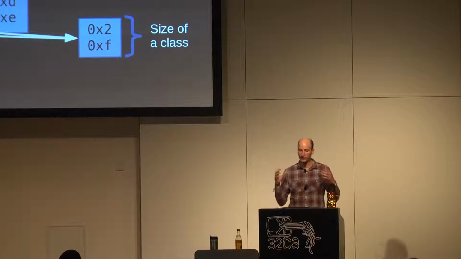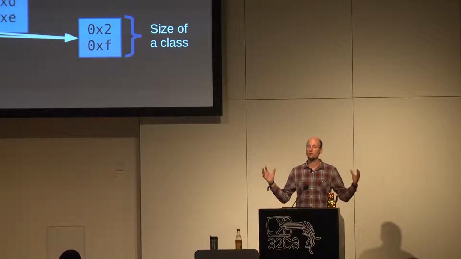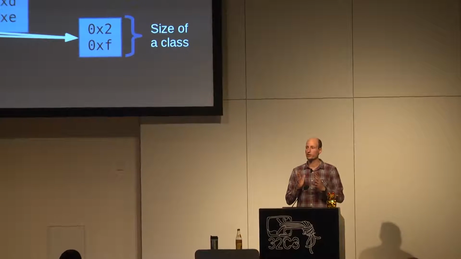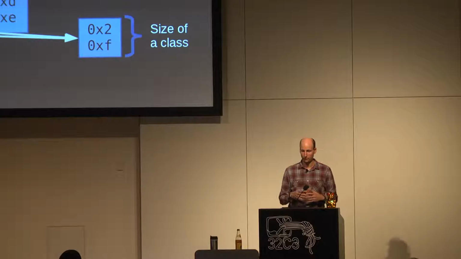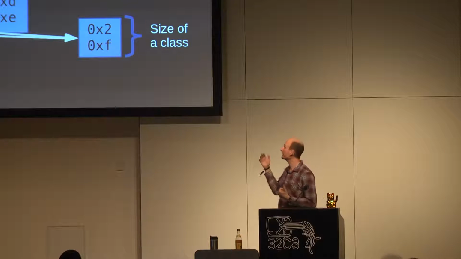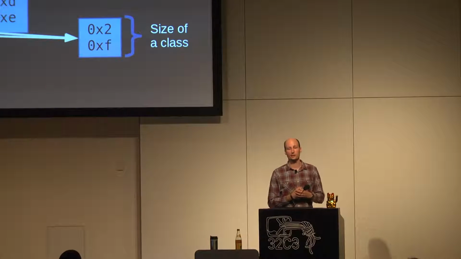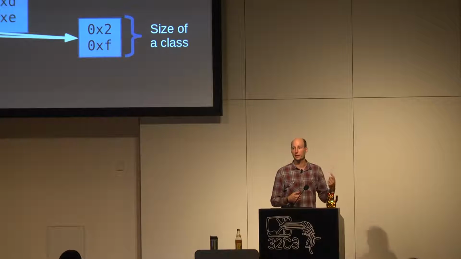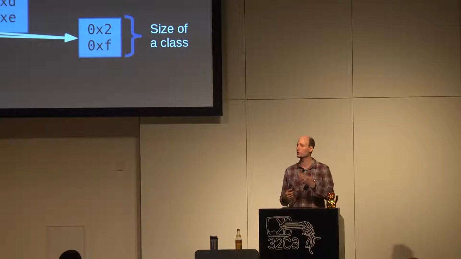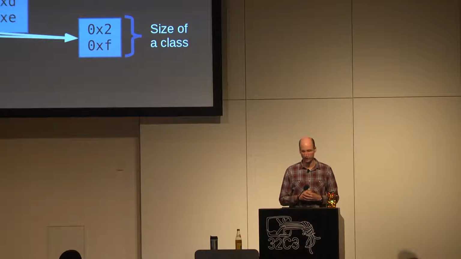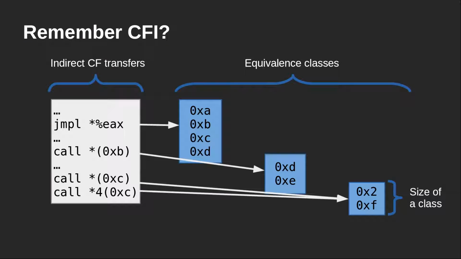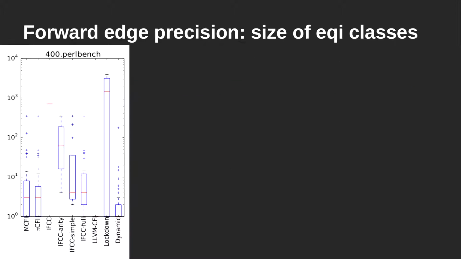And ideally, we want to have many equivalence classes with a very small size. Ideally, the size of an equivalence class would be 1. In that case, the attacker would not have an opportunity to redirect control flow to alternate locations. But at best, we want these equivalence classes to be as small as possible.